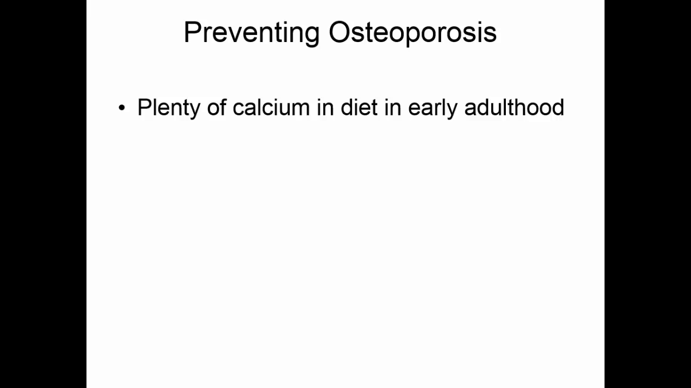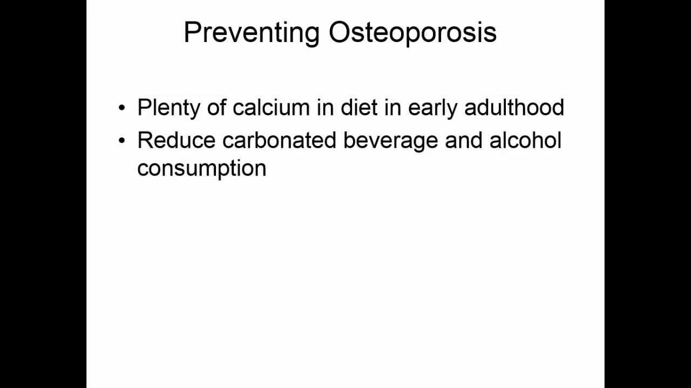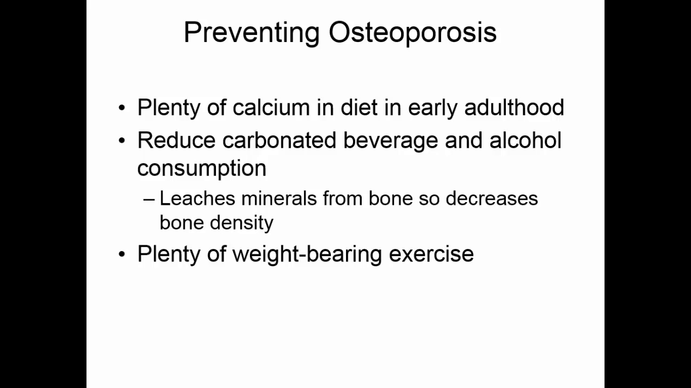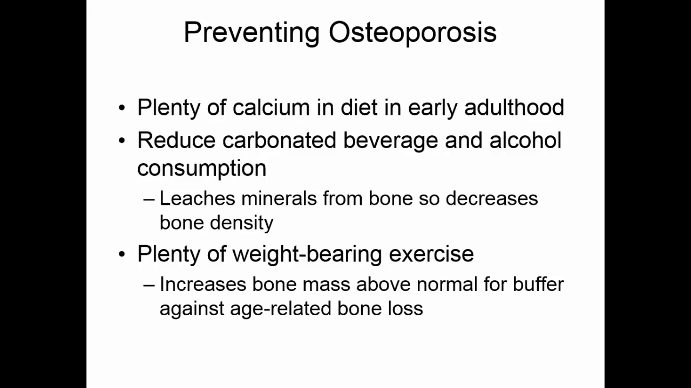in early adulthood. You need to reduce carbonated beverage and alcohol consumption because both of these leach minerals from the bone. That decreases bone density. And use plenty of weight-bearing exercise. This will increase bone mass above normal and act as a buffer against age-related bone loss.